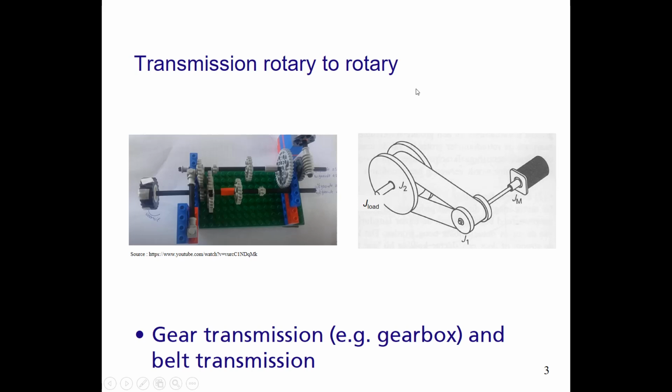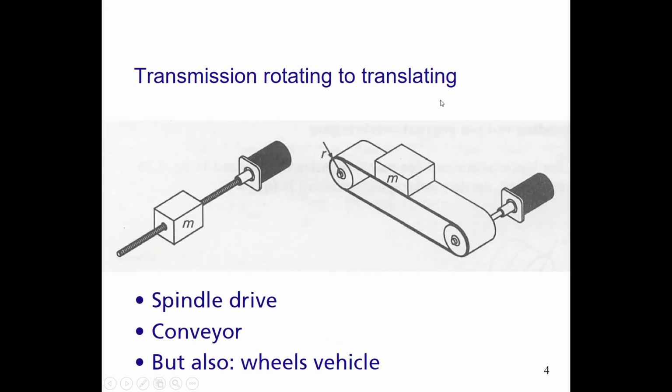There are different kinds of transmissions, and the rotary to rotary transmission is very often used. Very often we have a gear transmission, which we can see for instance in this picture, or we have a belt transmission, which we see over here. Another transmission is the rotating to translating transmission, in which we have, for instance, a rotating motor over here, which transforms that rotating movement to a translating movement of the mass m over here. And that is, for instance, a spindle drive.